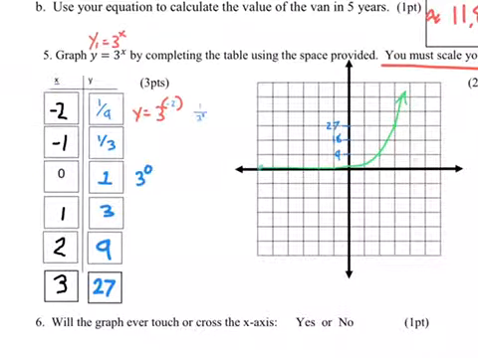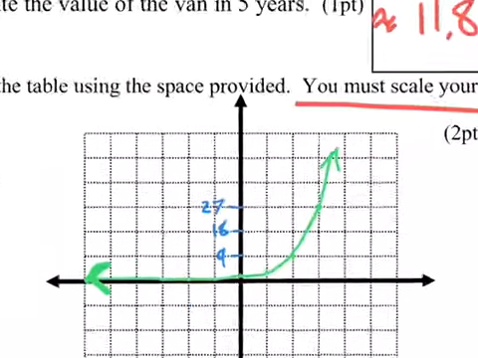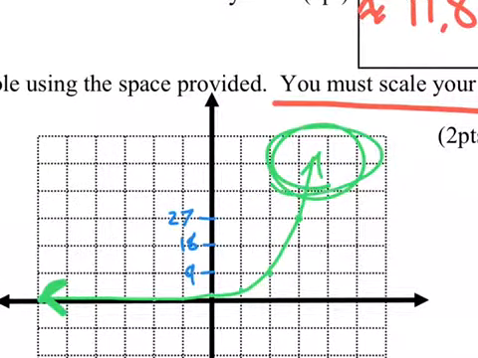Now, the next value that would be on there, 3 to the 4th power, would be 81. So this guy has to travel all the way up to 81 by the time we're at the x of 4. And so it'd be very, very steep on that.